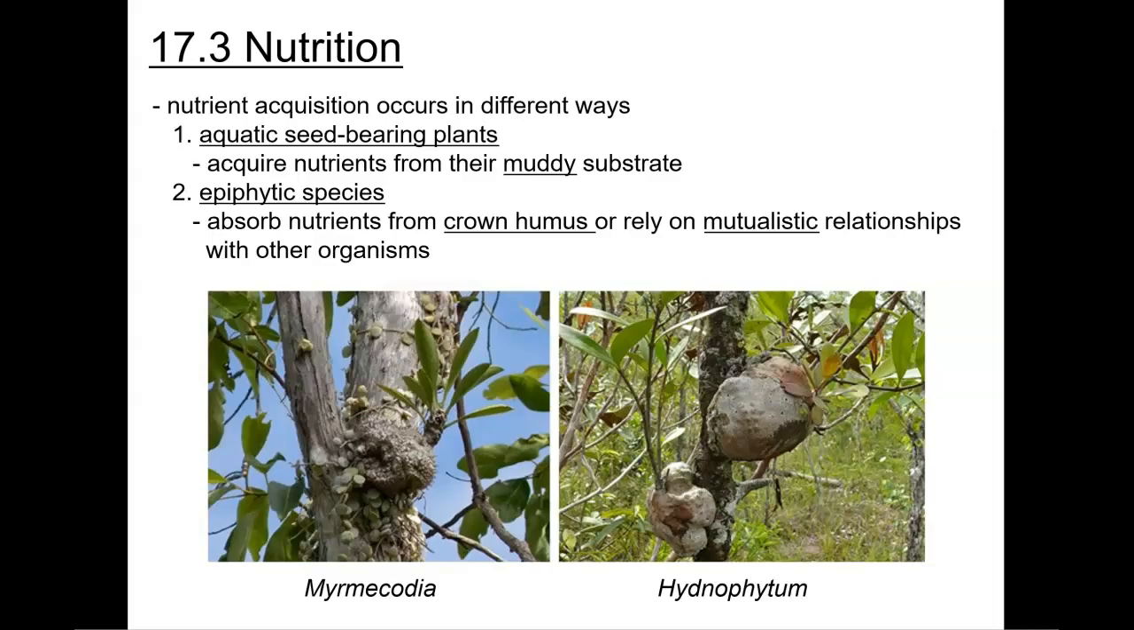Now, nutrient acquisition is going to occur in different ways. First, you can have what's called the aquatic seed-bearing plants. These are going to acquire nutrients from their muddy substrates. Then you have epiphytic species. These are going to absorb nutrients from crown humus, or they can rely on mutualistic relationships with other organisms. You can see both of these in the pictures below.